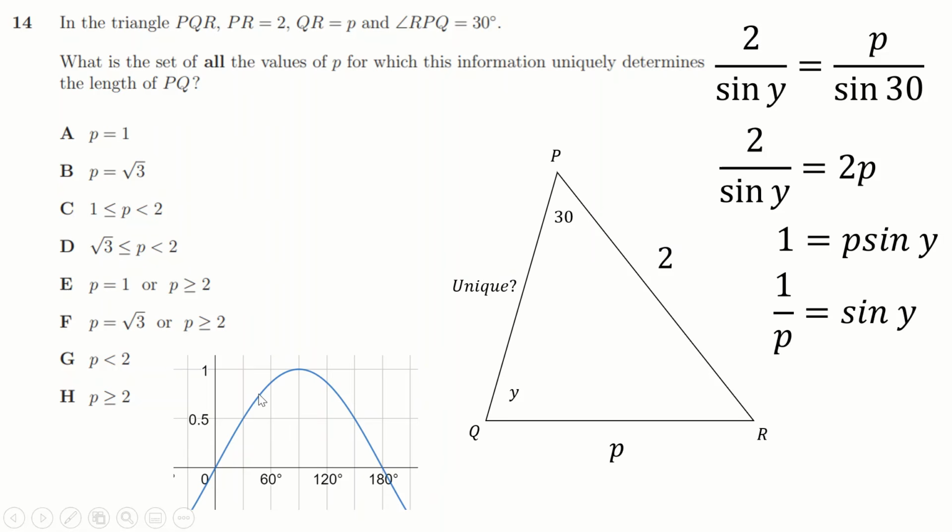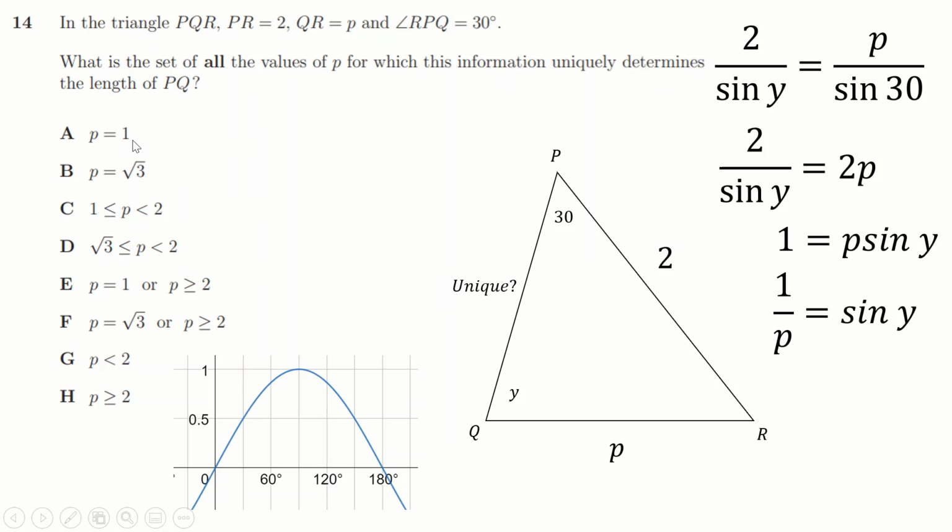And sine x of 0.7 isn't unique. You can either have this or this. There is one unique value here, which is 1. Sine x of 1, or sine y of 1, I guess, if I'm doing it like this, has a unique answer of 90. So if 1 over p is 1, then that's unique. And of course, that makes p 1. 1 divided by 1 is 1. So if p is 1, then we're unique.